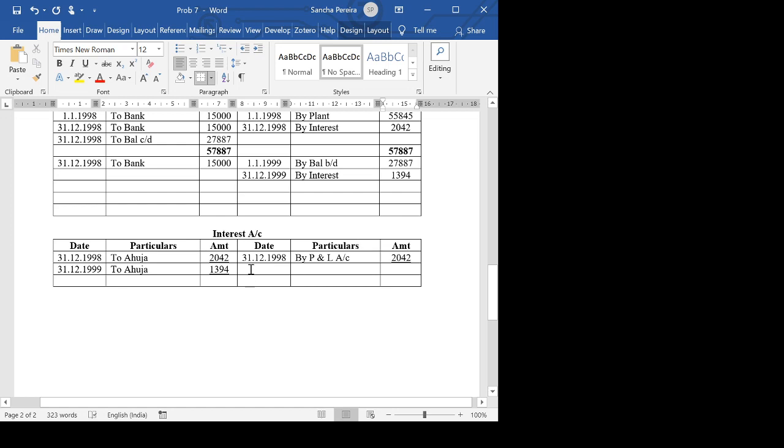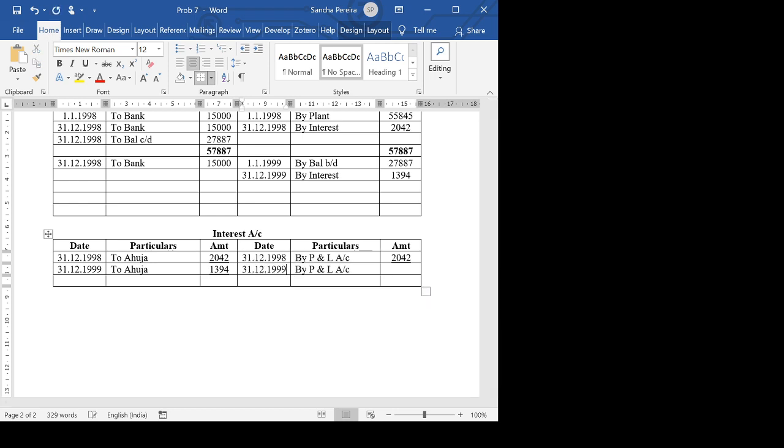So next is closing. By P&L account, we have 1394. So we are done closing this account. Close the next one. The total here is 27,887 plus 1394 gives 29,281. Here also 29,281.